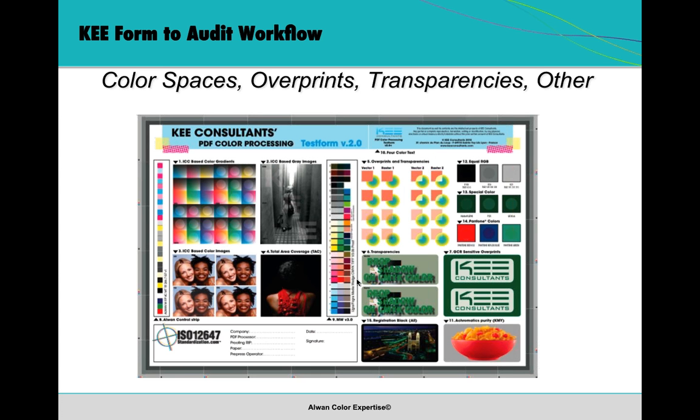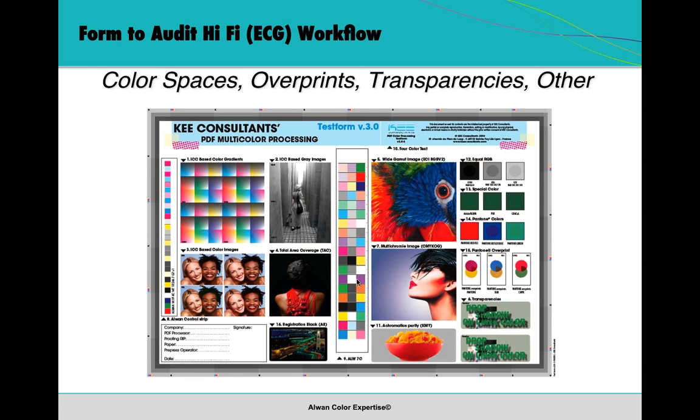Now there's a new form recently out that will test hi-fi workflows, or what we call extended color gamut workflows. In fact, I'm working with a number of companies right now that have been printing with 7-color process, so cyan, magenta, yellow, black, plus orange, green, and blue. But now they're transitioning to a violet instead of the blue. And they don't want to have to go in manually and re-separate all of their files.